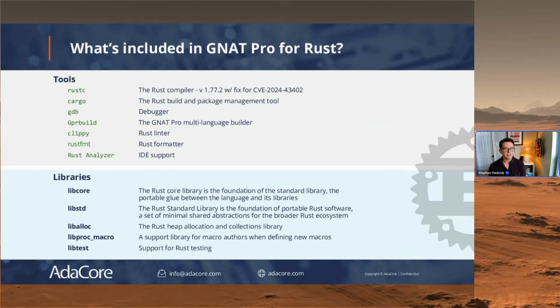Again, what's included, just to give you a look really quick, it gives you all the pieces you expect, including shipping all the tools and libraries you need. The compiler rustc, we shipped, I want to call this out too, 1.77.2 in GNAT Pro for Rust 25. In December, a CVE was opened against rustc, and that impacted 1.77.2. And rather than our users moving to a newer version of rustc to get the fix, we backported it. And so customers can stay on their selected toolchain and still benefit from the security fix.